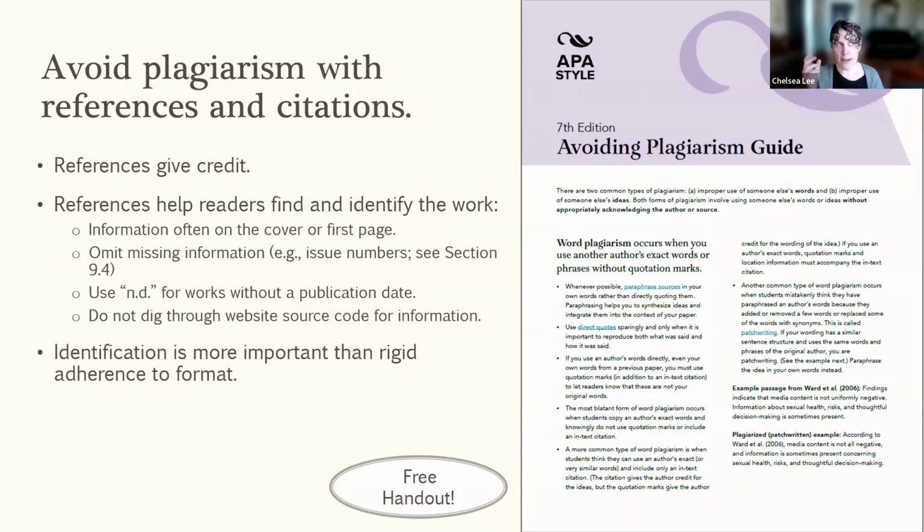And so when you're thinking about writing a reference for something, you have to think about it as, would someone who looked at this reference know this source is what I meant to bring them to? And so that means that the information you choose to put in a reference should be relatively obvious. Usually it's on the cover or it's in the title page. If something is missing, like there's no issue number for a journal article, just omit it because it's missing. If it doesn't have a publication date, we use ND, which stands for no date, for a missing publication date.